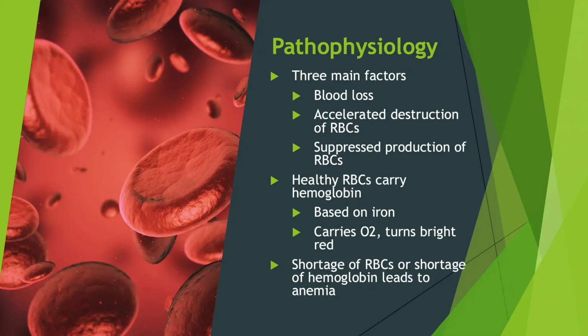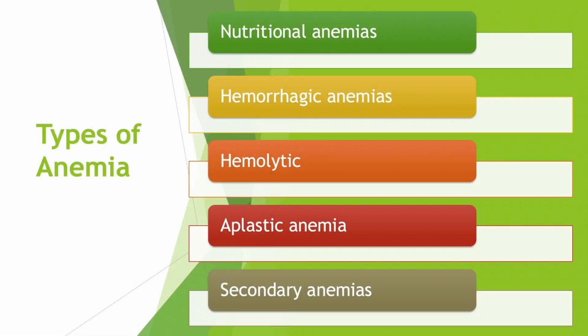Hemoglobin carries oxygen and turns bright red when oxygenated. A shortage of red blood cells or a shortage of hemoglobin leads to anemia. Anemia can be classified into several types. These include nutritional, hemorrhagic, hemolytic, aplastic, and secondary anemias. Each type has different causes and characteristics that we'll explore in detail.